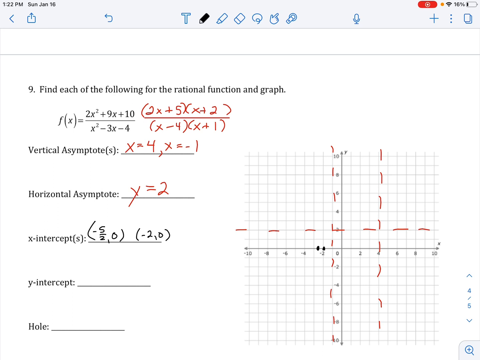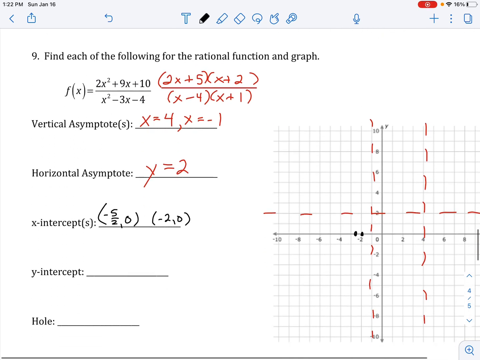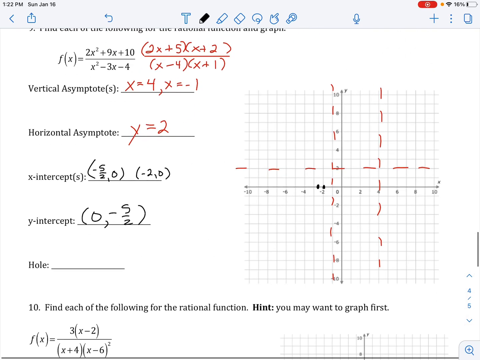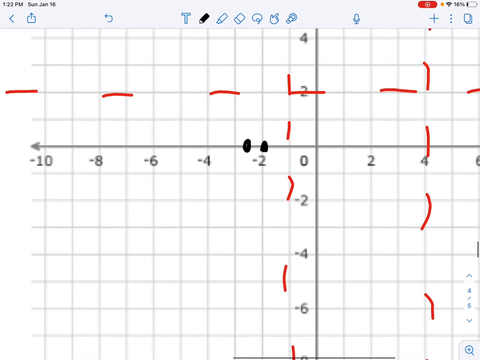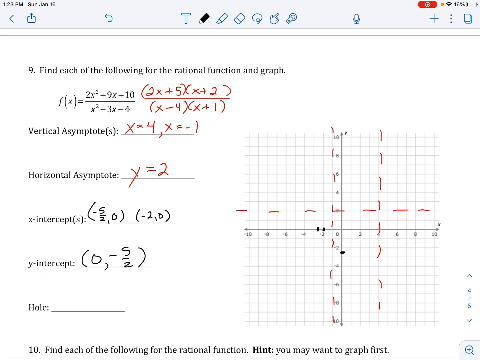All right, and we have the y-intercept. We plug in a 0 for x, and it's typically easiest to put that in here because that both becomes 0, that both becomes 0, and we're left with 10 over negative 4, which is negative 5 halves. So that's 0, negative 5 halves for our y-intercept. That's at 0, negative 2.5. And holes there are none because nothing canceled out.